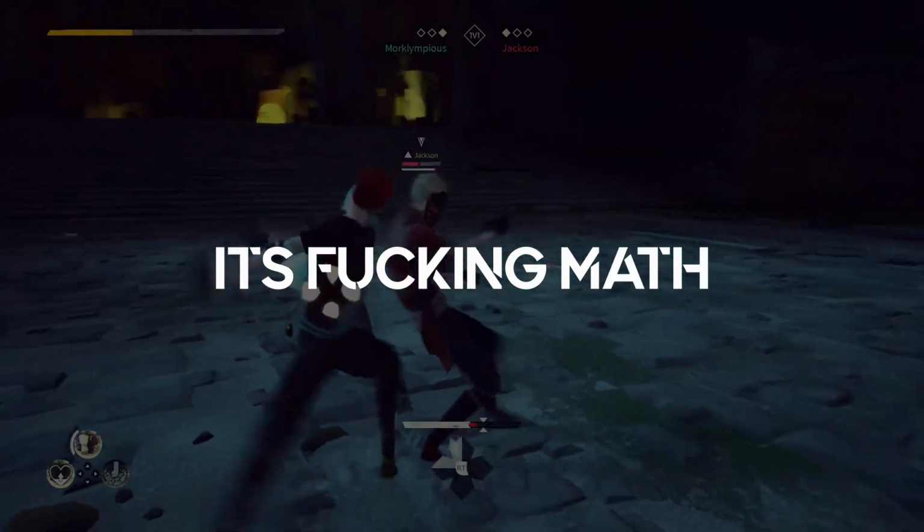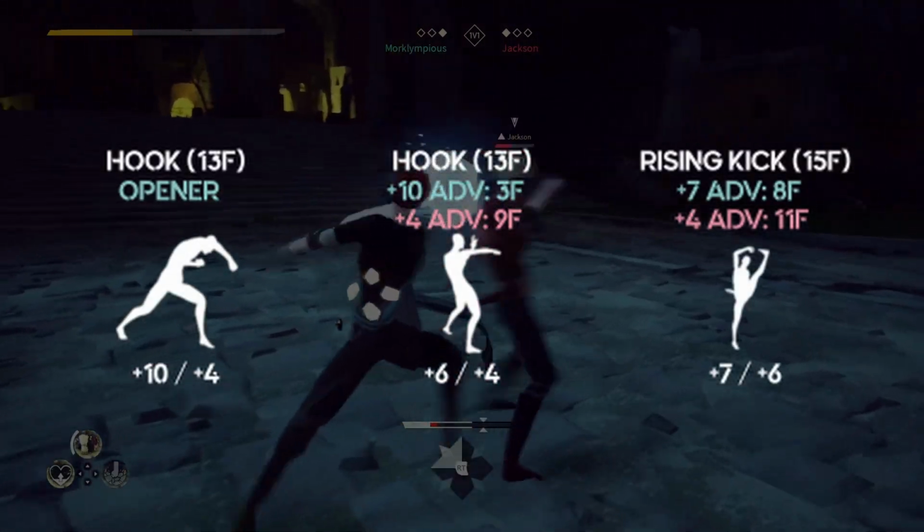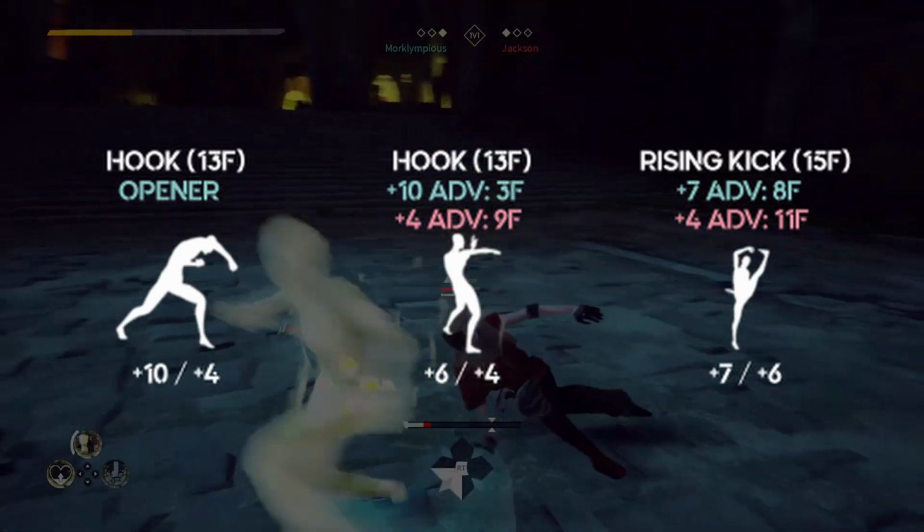The paradigm is take your advantage number, subtract it from the startup of the next move you want to use, and let that inform how you build your pressure.